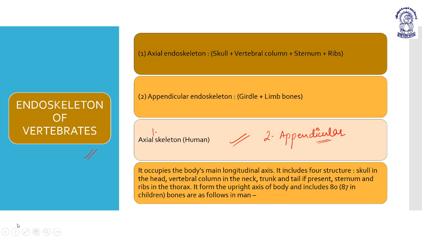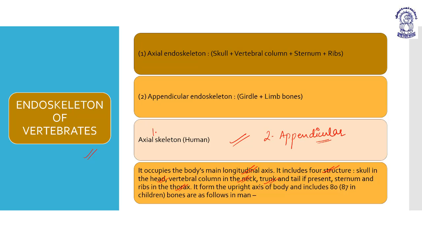Now, axial skeleton, it is present on the median longitudinal axis of the body. The axial skeleton occupies the main longitudinal axis of the body. It includes four structures: skull in the head, vertebral column in the neck, trunk and tail if present, sternum and ribs in the thoracic cage.